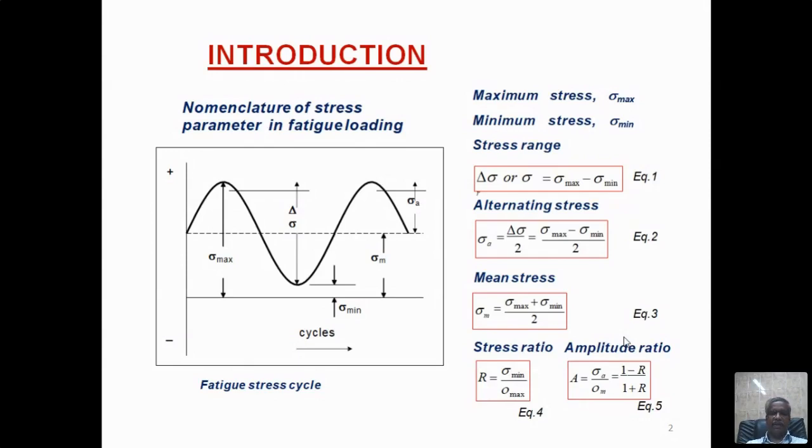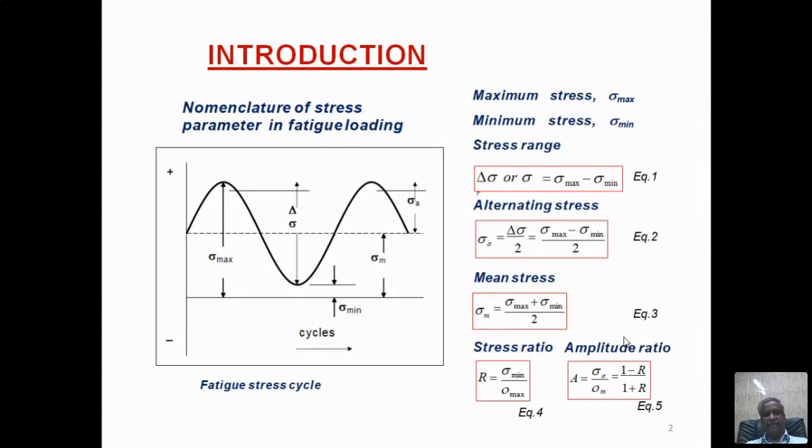That's the average stress. Then you have another term called the stress ratio, capital R. It is the ratio between minimum stress and maximum stress. And one more term is the amplitude ratio, which is the ratio between the alternating stress and the mean stress, sigma A by sigma M. So these are the terms.